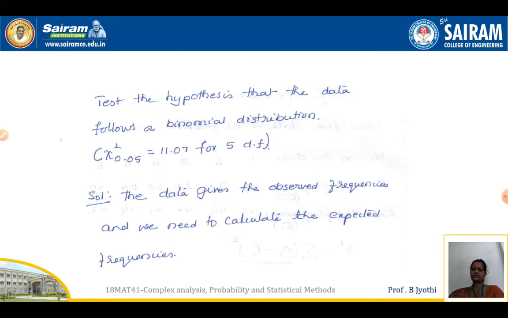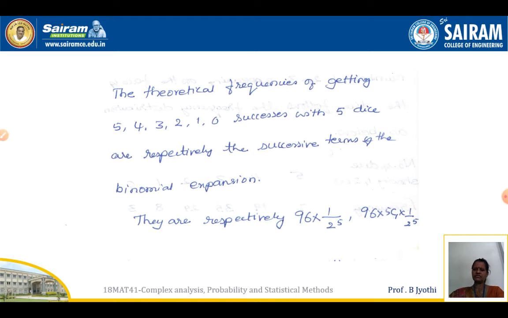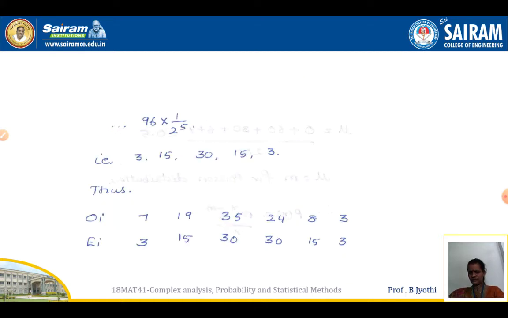Okay. The data gives the observed frequencies and we need to calculate the expected frequencies. The theoretical frequencies of getting 5, 4, 3, 2, 1, 0 successes with 5 dice are respectively the successive terms of the binomial expansion. They are respectively 96 into 1 divided by 2 power 5, or 96 into 5C1 into 1 divided by 2 power 5, 96 into 1 divided by 2 power 5, etc. That is 3, 15, 30, 15 and 3.